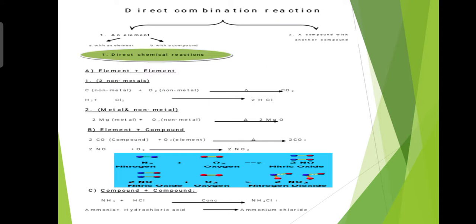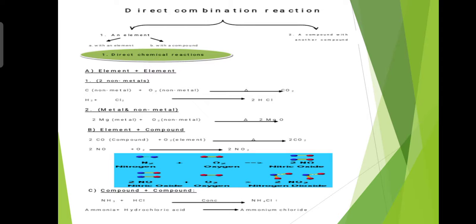Next, direct combination reactions. First, what is the meaning of direct combination reaction? They are chemical reactions which involve the reaction between 2 or more substances to get a new compound. First, let's see the reaction between two elements. First, between two nonmetals, like H2 plus Cl2 produces 2HCl, nonmetal with nonmetal. Another one, carbon, a nonmetal, with oxygen, a nonmetal, produces CO2.